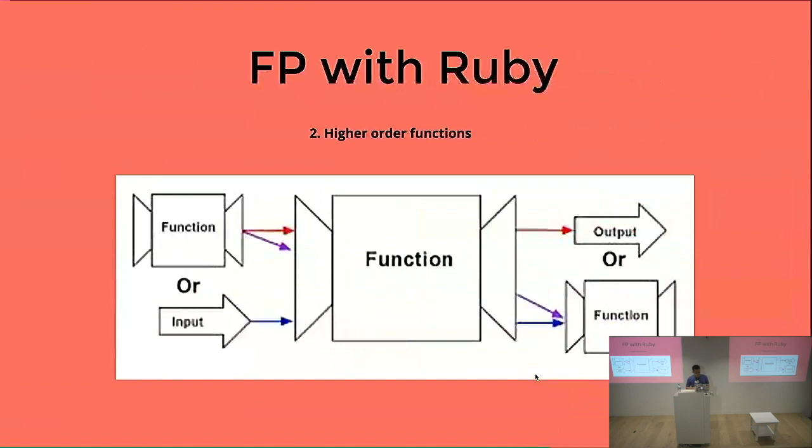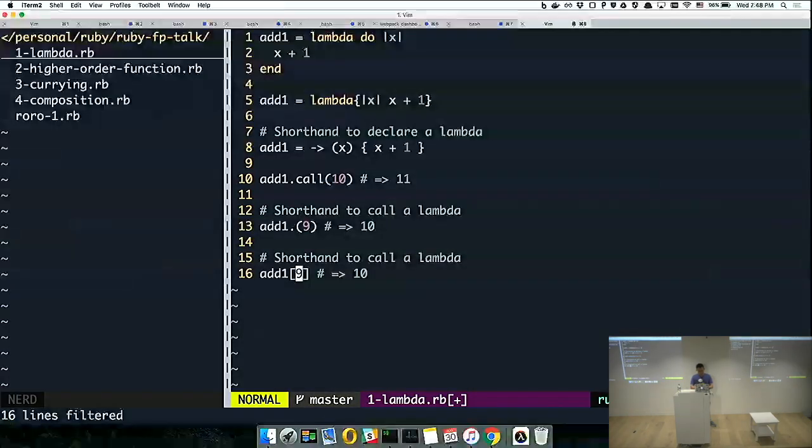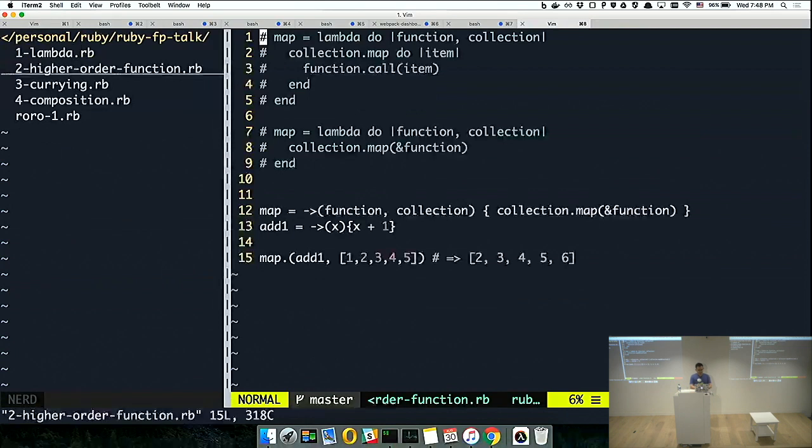So now that we know that Ruby can write a function, Ruby can also write higher order functions. So what's a higher order function? A higher order function is a function that can take a value or a function as an argument, and it can also return a value or a function. I'll show you what it means.